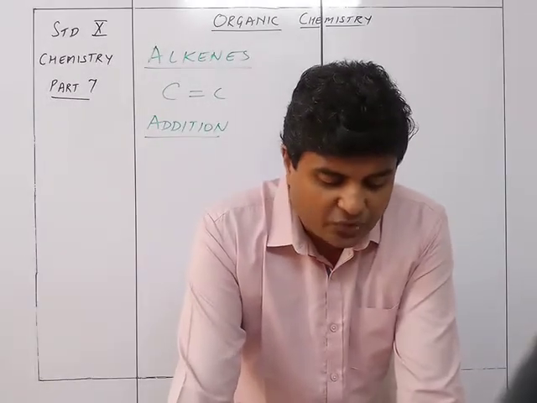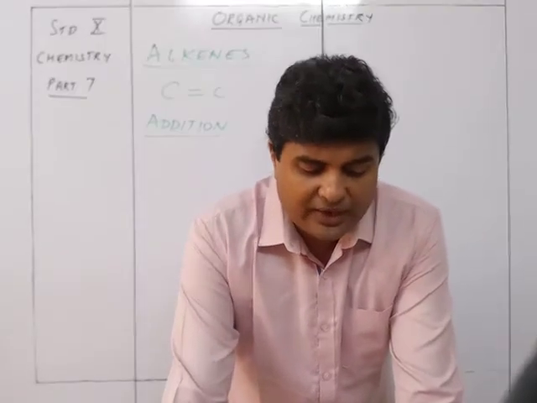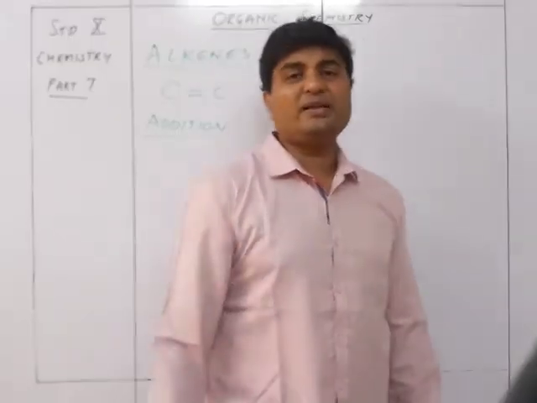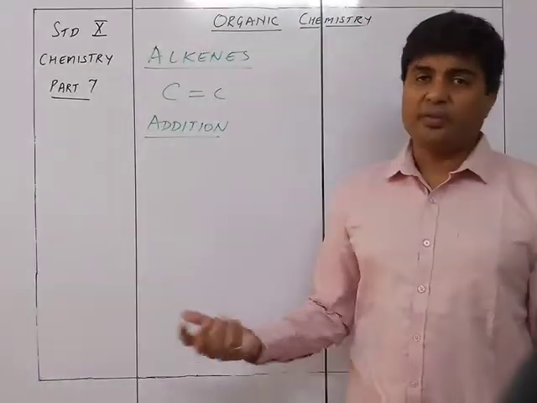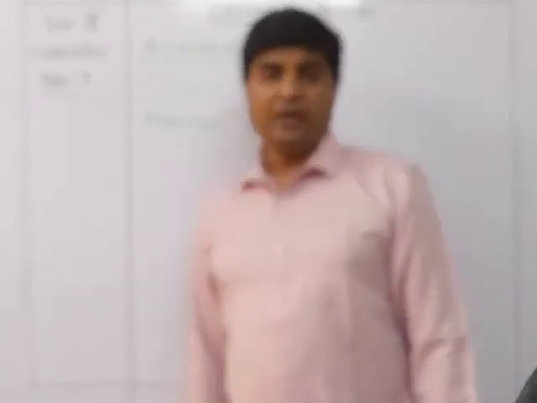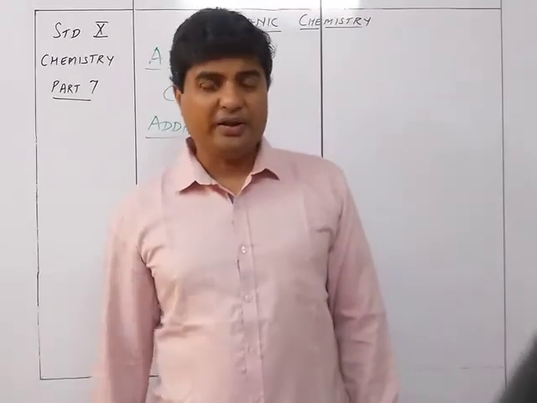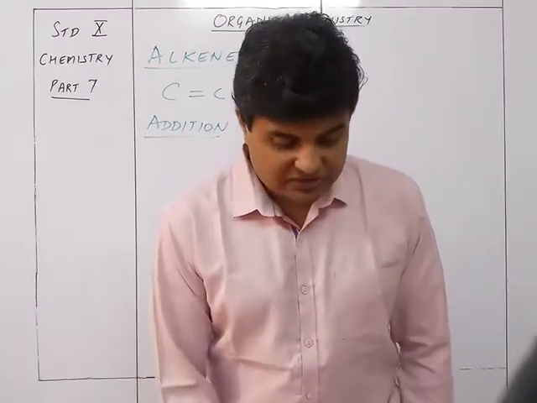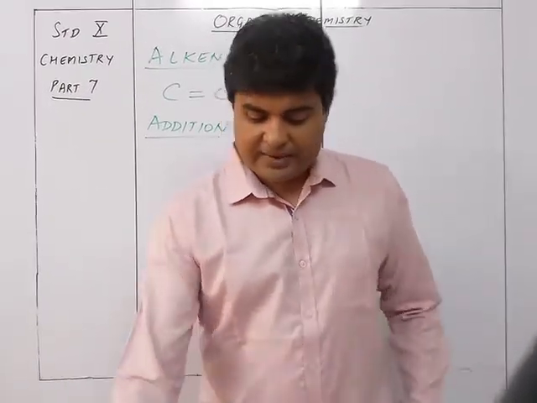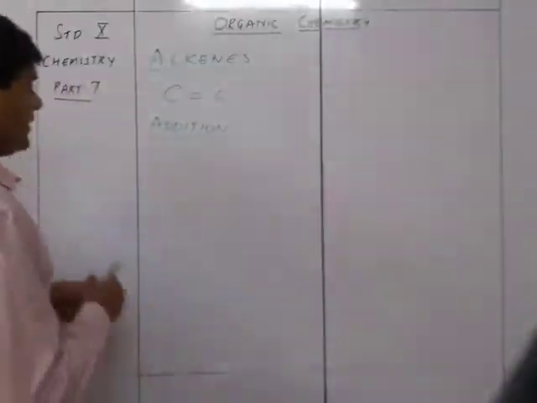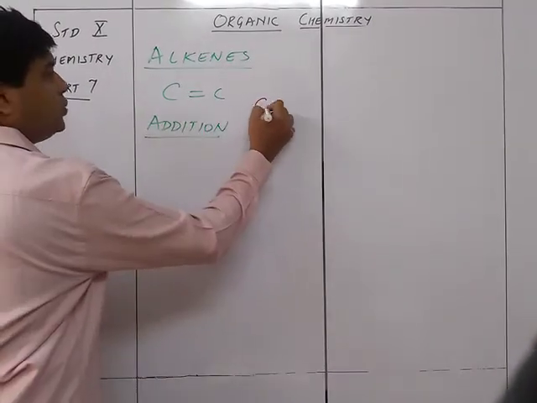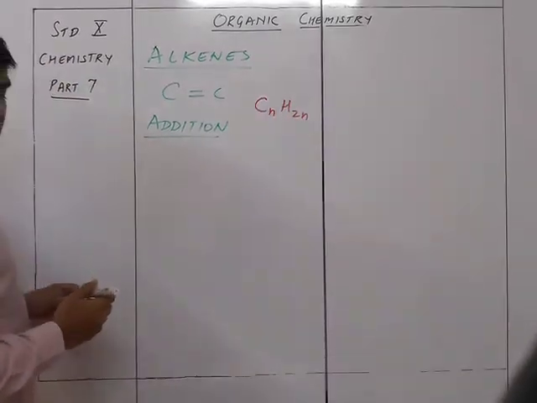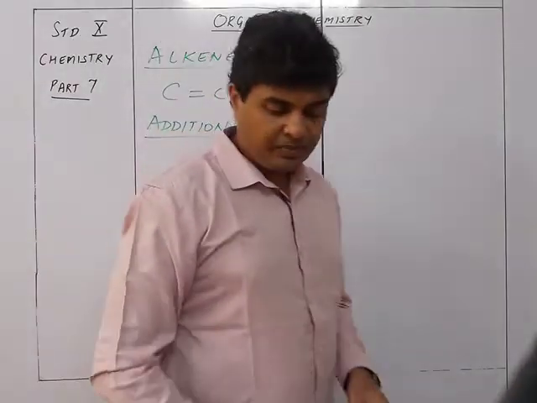They have a tendency to form oily products on treatment with halogens. So when these alkenes are treated with chlorine, bromine, fluorine or iodine, they form oily substances. That's why they are called olefins. The general formula is CnH2n. So that is the general formula of these alkenes.